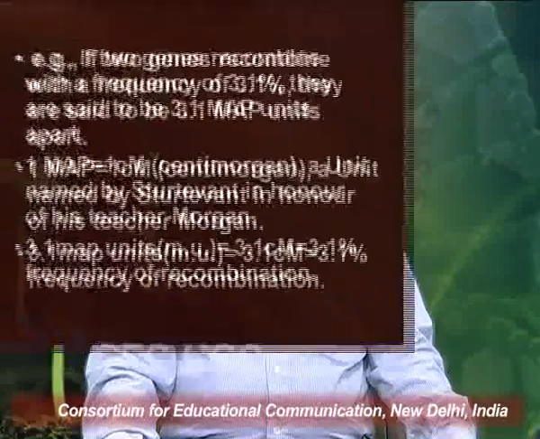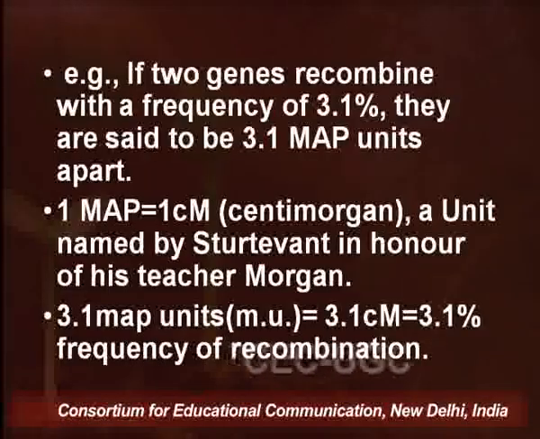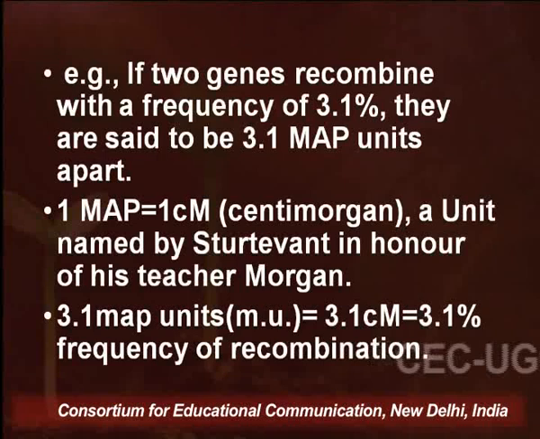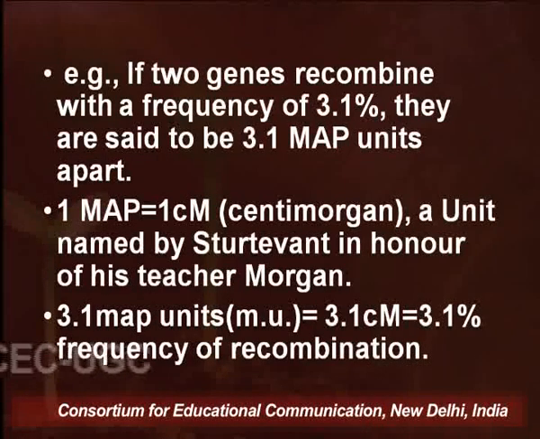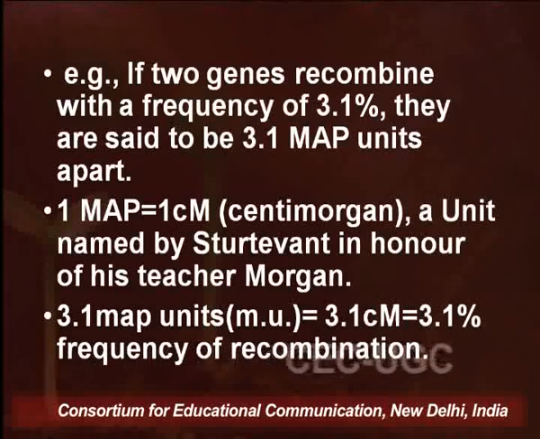In other words, if two genes are going to recombine with a frequency of 3.1%, they are said to be 3.1 map units apart. And we have seen that 1 map unit is equivalent to 1 centimorgan. So that means 3.1 centimorgan is equal to 3.1% frequency of recombination.